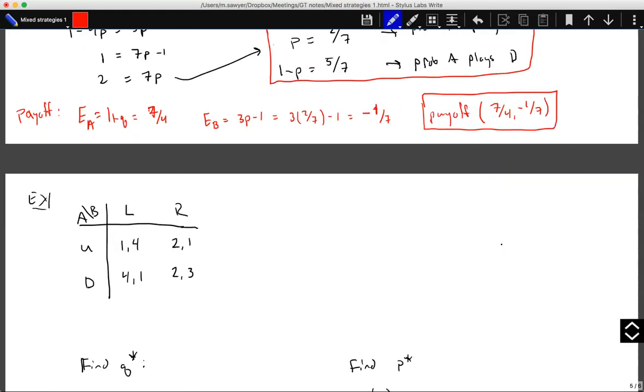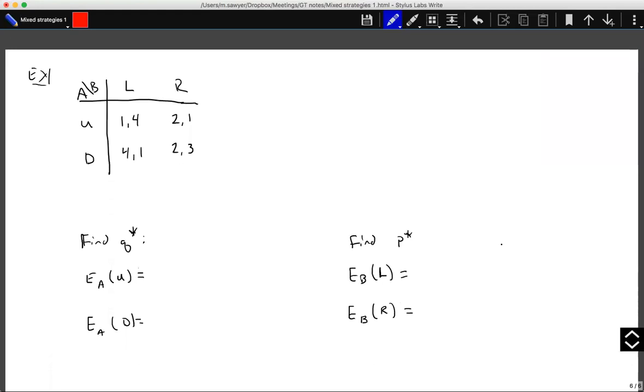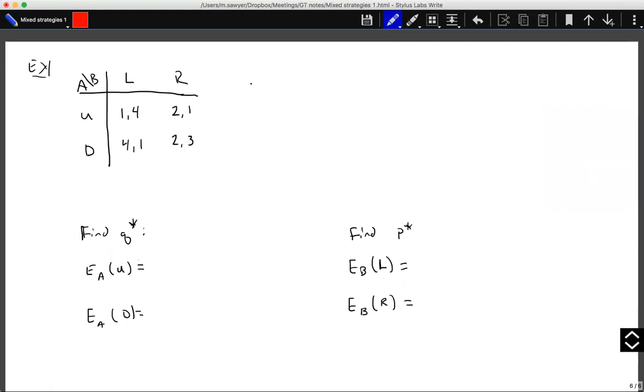So let's look at another example here. So we have, again, find the pure Nash equilibrium. So let's check for pure. So if A plays up, B would play left. If A plays down, B would play right. If B plays left, A would play down. If B plays right, A would not have a choice. So we do have a pure Nash equilibrium point here at down comma right.